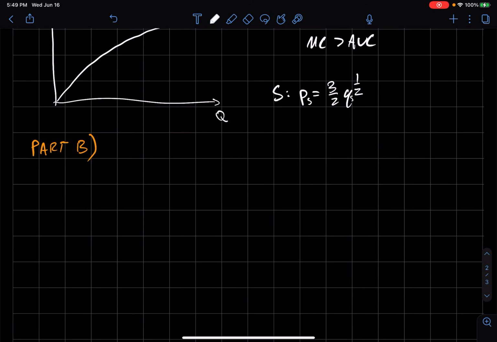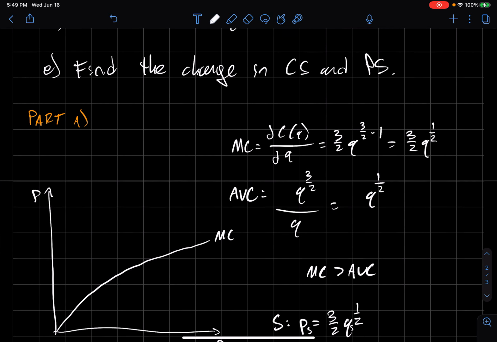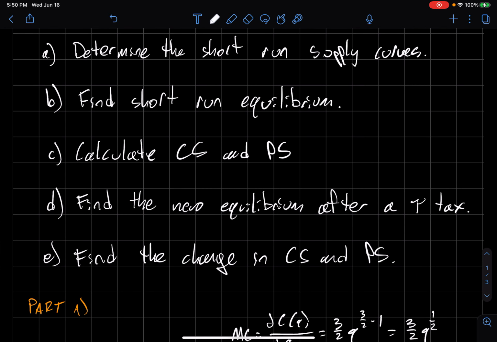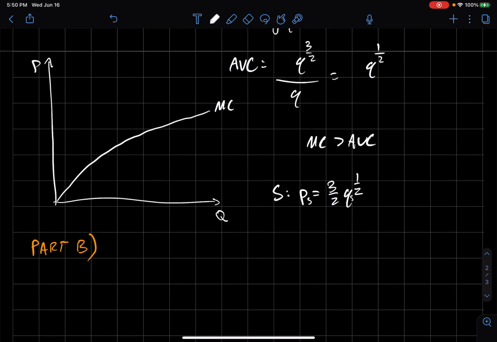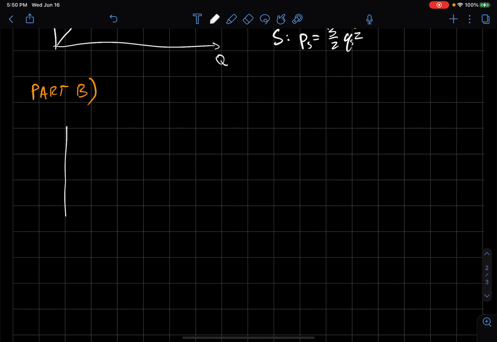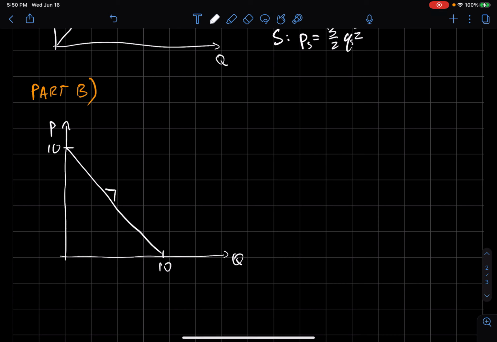So for part B, we want to find the short run equilibrium. So for this equilibrium, we need to find the intersection of the market supply and demand curves. So just graphically, this looks like we have price on the vertical, quantity on the horizontal. We have our demand curve, which we've already graphed, which intersects at 10 and 10 and has a slope of -1.